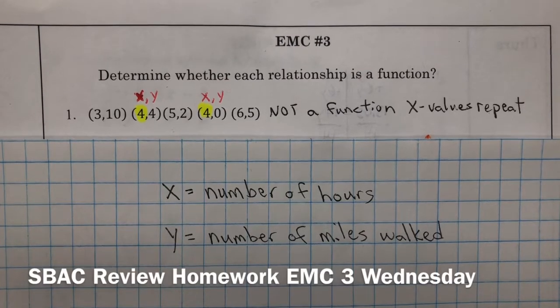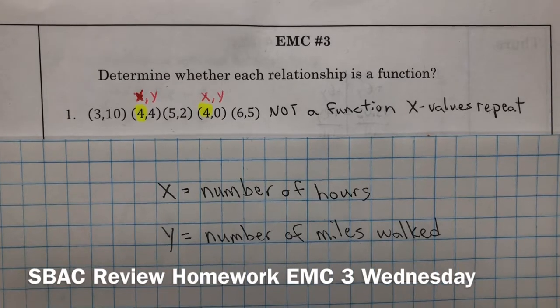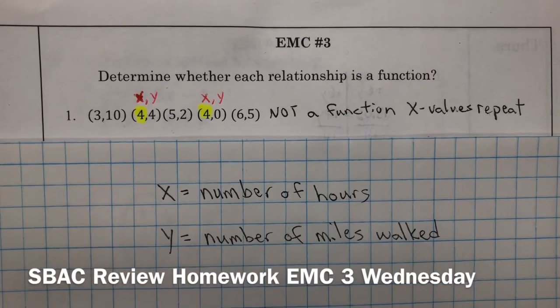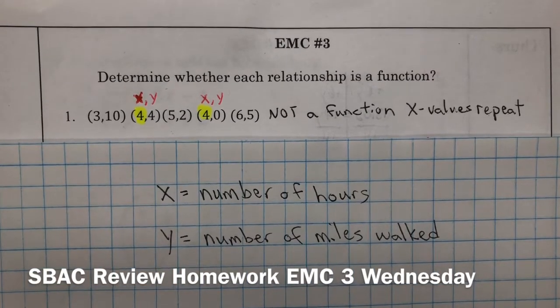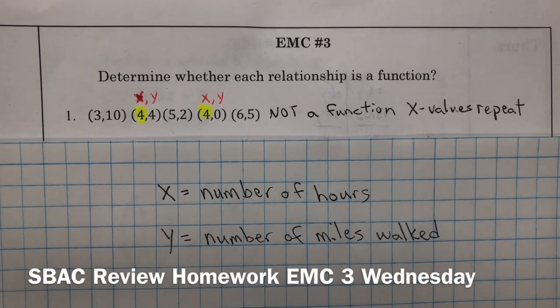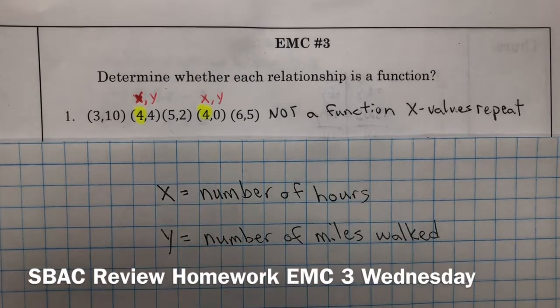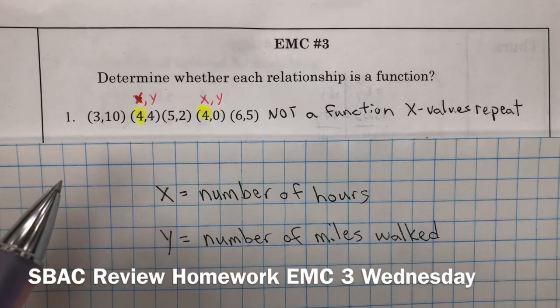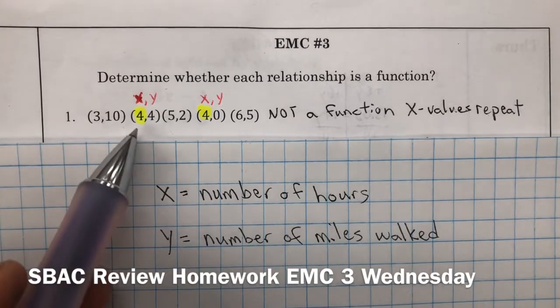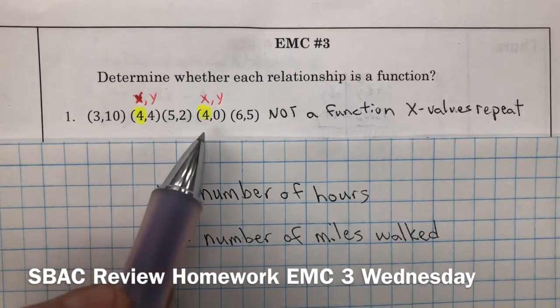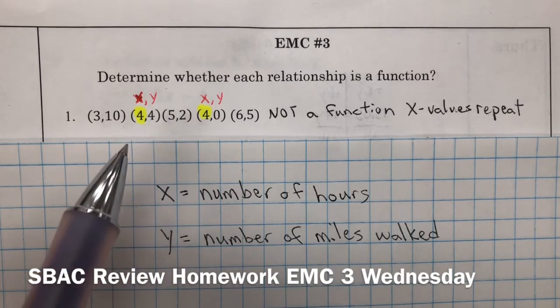This is the homework for Wednesday, SBAC Review, EMC number 3. For number 1, we need to determine whether each relationship is a function. And the easiest way to determine that is if the x values repeat, it is not a function. And you see here, in these two ordered pairs, the x values repeat.